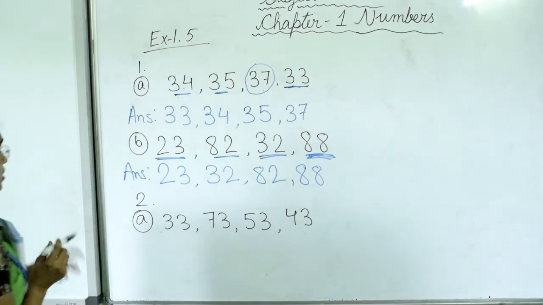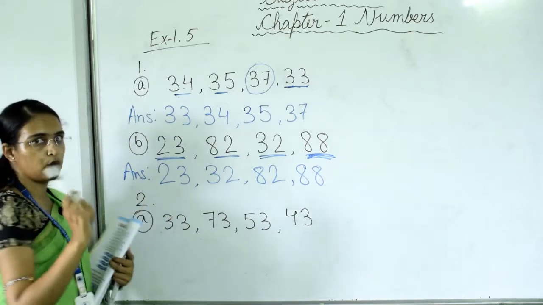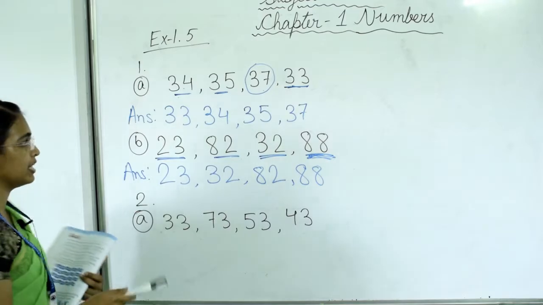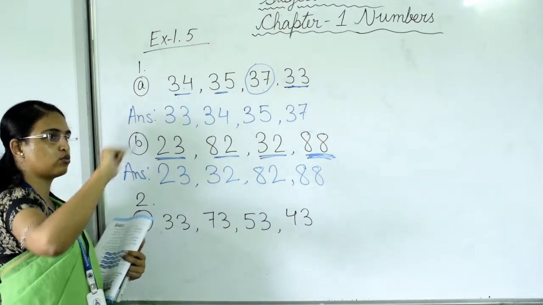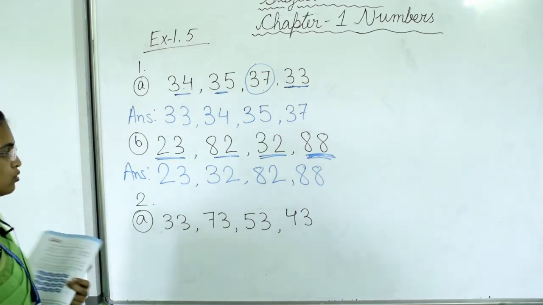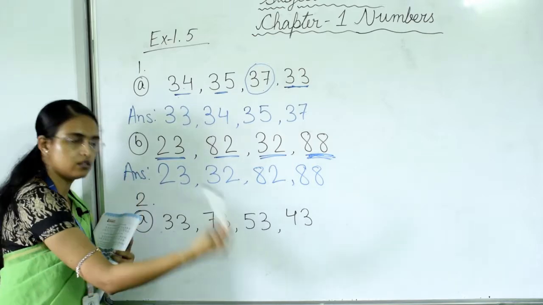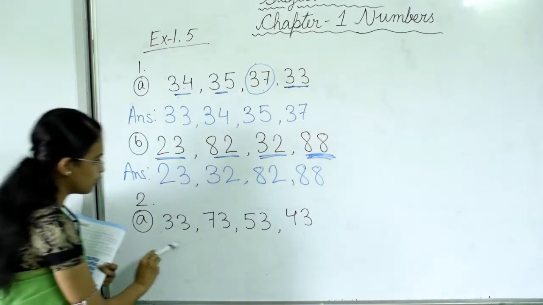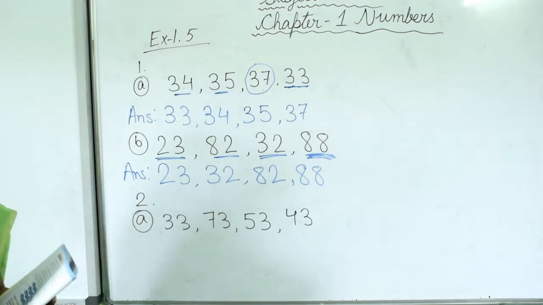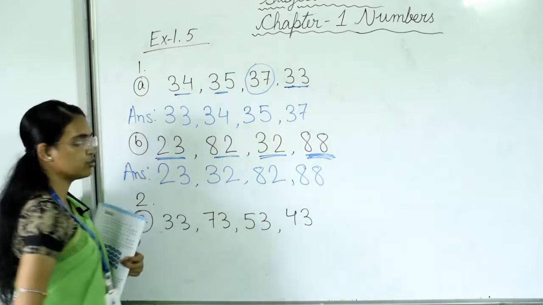Now in our first question, we had to search for the smallest number. When we are doing ascending order, we first find out the smallest number, then we go to the biggest number. But in decreasing, what we have to do? First we have to find out the biggest number, then we go to the smallest number, okay? So here are 4 numbers. Among these 4 numbers, we have to find out the biggest number. Which one is the biggest number? 33, 73, 53, 43.